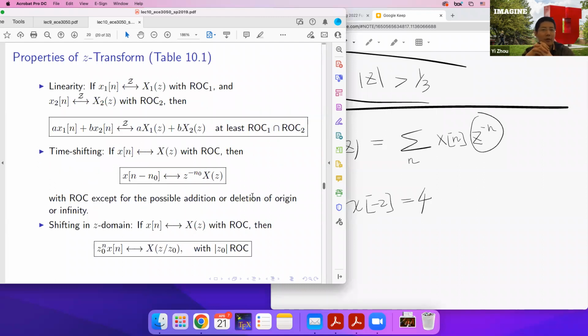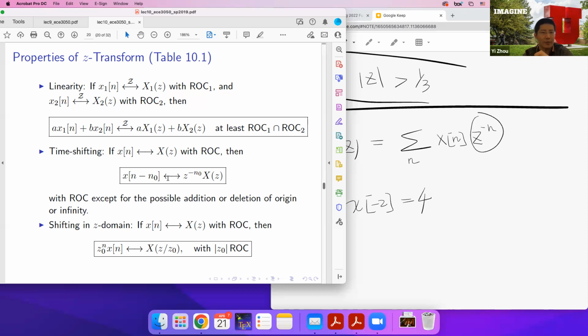And then we can directly jump to all the important properties of Z transform. And most of them are the same as the Laplace transform. Okay, we have linearity. All the transforms that we introduce in this course have linearity. And the corresponding ROC is their intersection at least.